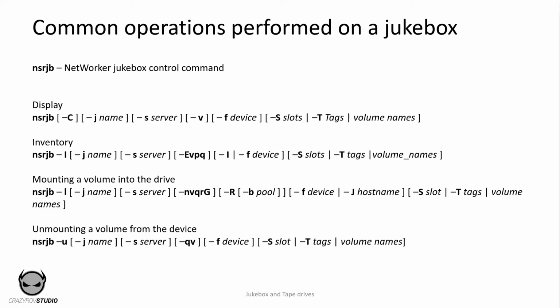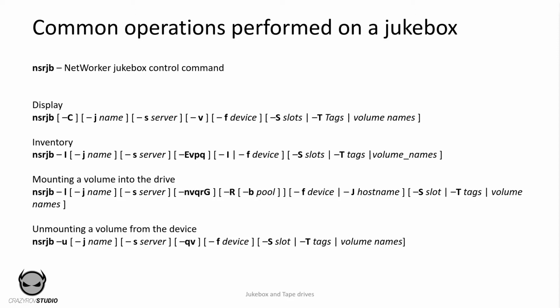So the NetWorker command used to manage the jukebox is nsrjb. Let's go ahead and take a look at the different switches available with nsrjb. So on your screen, the first command is used to display the current contents of the jukebox.